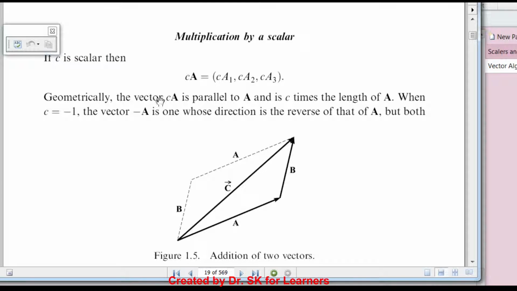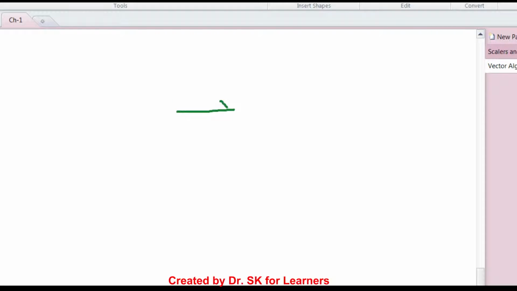So if C is a negative quantity, you will get the reverse of the A vector. In that case, if A vector is going in this direction, you will get another vector which will go in this direction. It's just the reverse. It is -1A, and this one is A. So you will get a vector which is 180 degrees apart, or they call it anti-parallel.